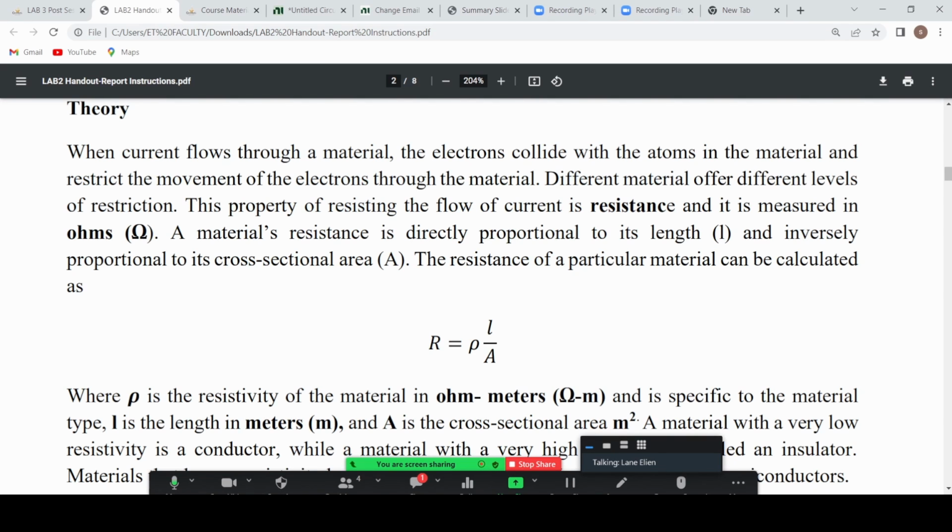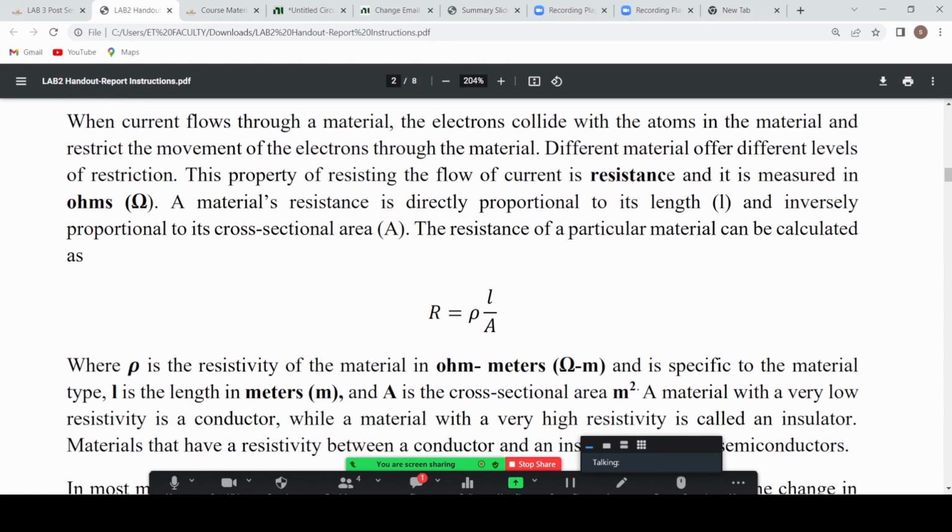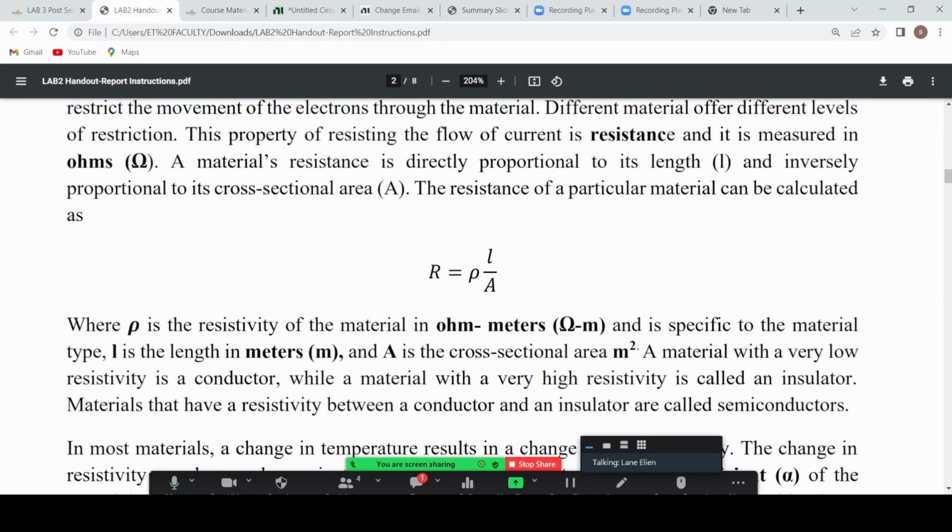This property of resisting the flow of current is resistance. And like we discussed earlier, the property of resisting the flow of electrons through a material, for whatever reason, is resistance. Some materials are conductors, and they will have lots of free electrons, and the electrons can move very freely through the material. With other materials, it's a bit different. This property of resisting the flow of current is resistance, and it is measured in ohms.